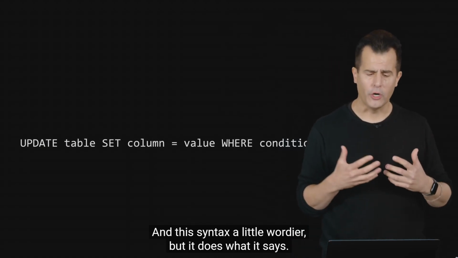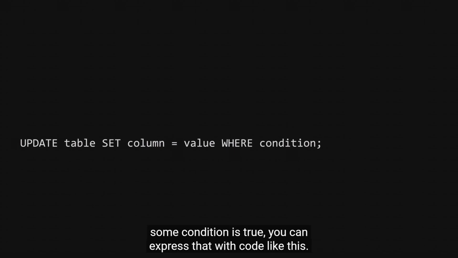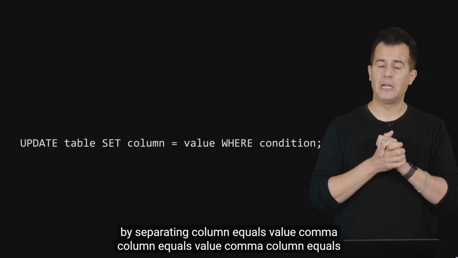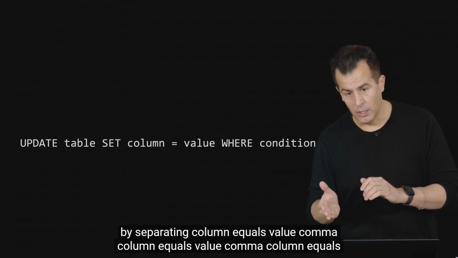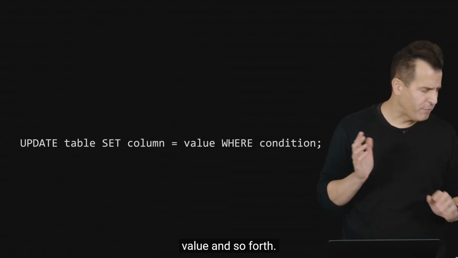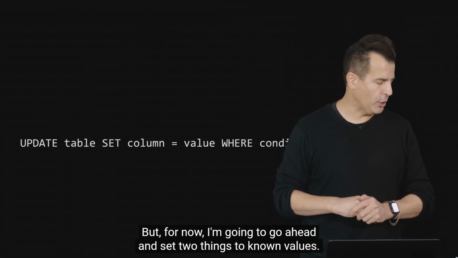And this syntax is a little wordier, but it does what it says. If you want to update a table and set one column equal to some value where some condition is true, you can express that with code like this. You can actually set multiple values at once by separating column equals value, comma, column equals value, comma, column equals value, and so forth. But for now, I'm going to go ahead and set two things to known values.